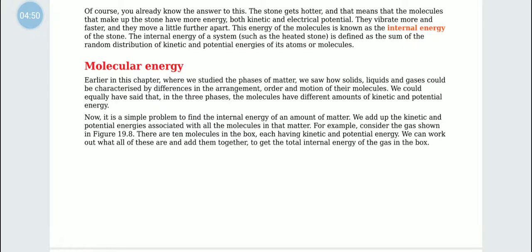So then now the problem is figuring out how much internal energy there is in matter. So to do that, we have to add the kinetic and potential energies, right? So what we have to do is take a sample and find out how many molecules are there, find out each molecule's kinetic energy and electrical potential energy, and get the sum of all of it.